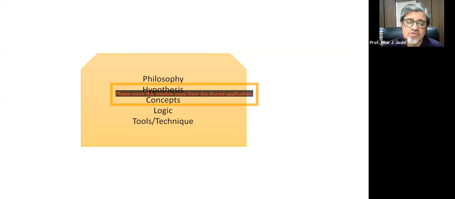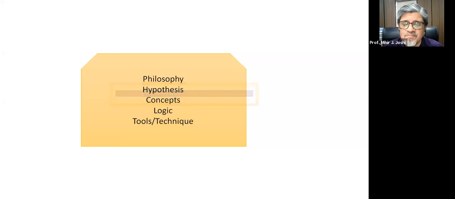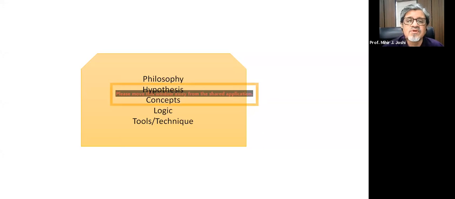Then comes the hypothesis, in which there are certain assumptions made and certain concepts used, and on the basis of the hypothesis, people build up the theory. And then comes the logic. Logic is very important because without logic, hypothesis and concepts are not important, and without hypothesis and concepts, logic is not important. So those things are related to each other.